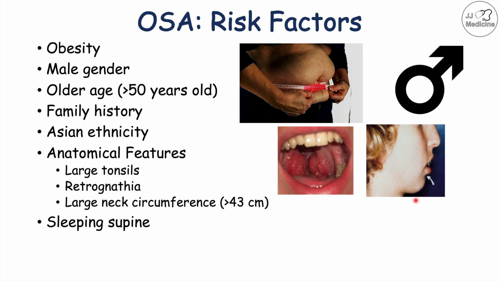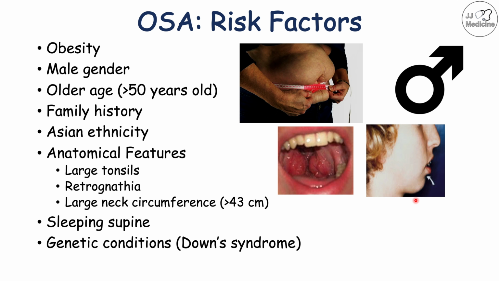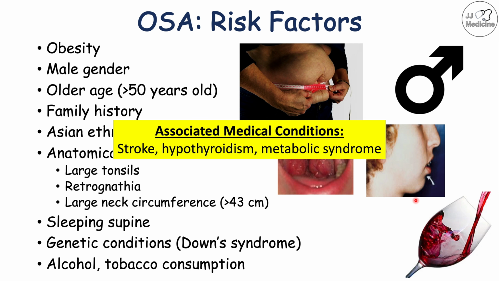The way a patient sleeps is also another risk factor. If they're more likely to sleep supine, flat on their back, they're more likely to have obstructive sleep apnea or episodes of obstructive sleep apnea. Certain genetic conditions like Down syndrome also increase the risk for obstructive sleep apnea. And then alcohol and tobacco consumption are also associated risk factors. And then there are some associated medical conditions as well. These may be risk factors, but they may also be consequences of obstructive sleep apnea, which we're going to talk about later on in this lesson. Some of these include stroke, hypothyroidism or low thyroid functioning, and metabolic syndrome.